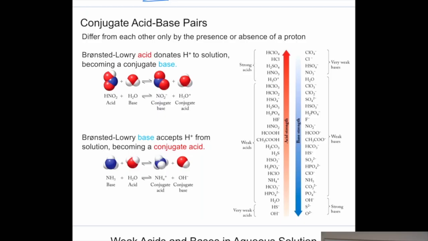If you dump a base in water, there's no acid there for it to react with. But wait a minute, there is. What is the base? So what's the acid that the base is reacting with? It's water. Yeah, water can be both an acid and a base. And remember, there's a special word for that. And remember what it is?